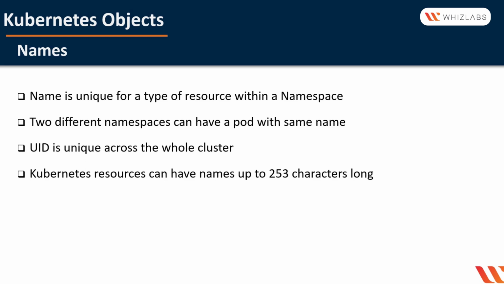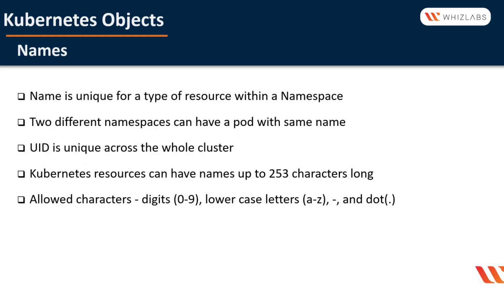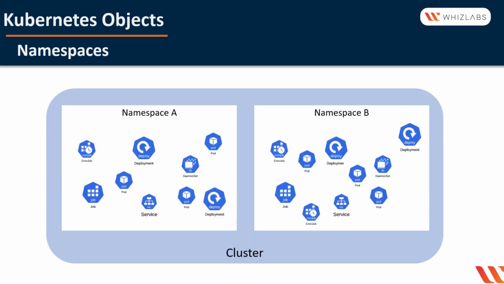Kubernetes resources can have names up to 253 characters long. The characters allowed in names are digits 0 to 9, lowercase letters a to z, hyphen, and dot. Once an object is deleted, we can make a new object with the same name.